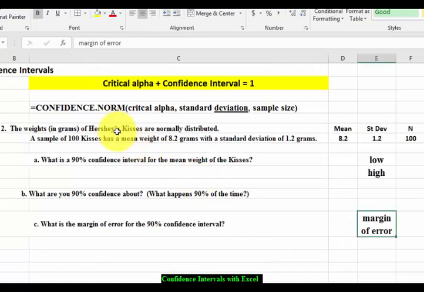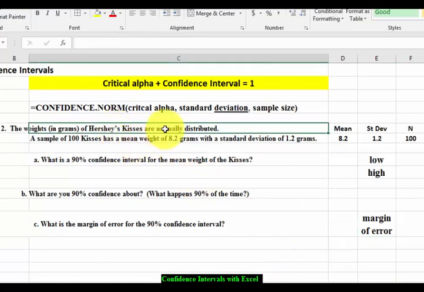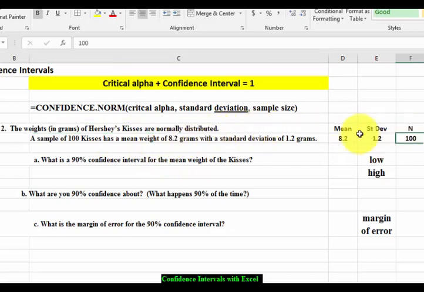Problem 2, Hershey's Kisses. Yummy, yummy. They're normally distributed. It's very important. None of this stuff works unless the data is normal. In other words, it fits a normal distribution. In other words, again, most of the data is around the mean. That's what normal means. So we have a sample size of 100. Our mean is 8.2, standard deviation 1.2.